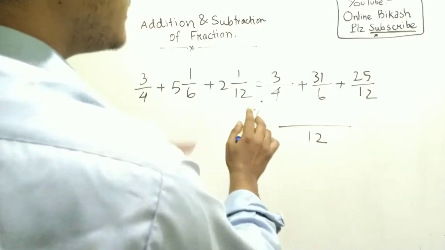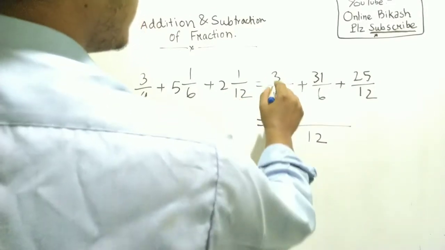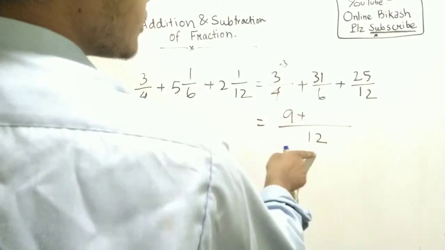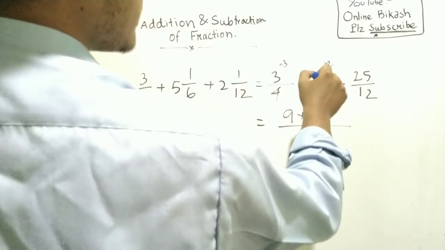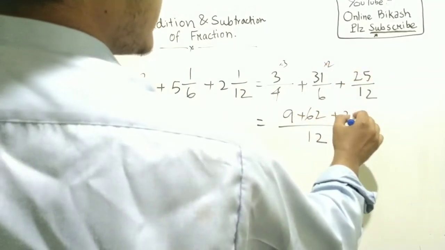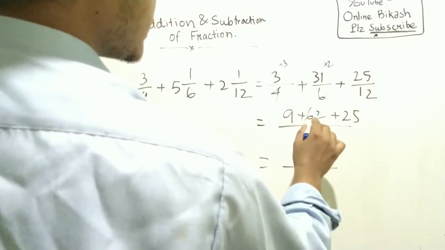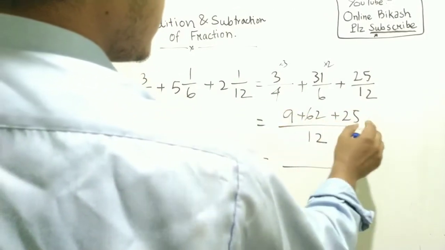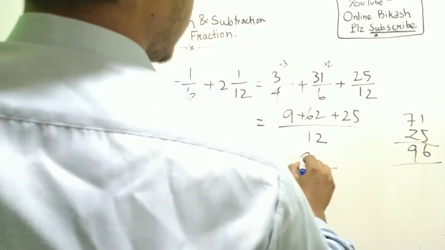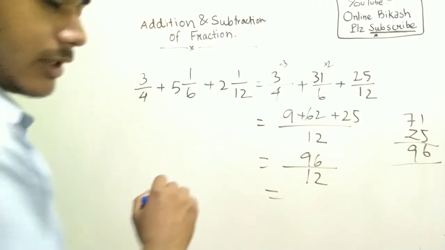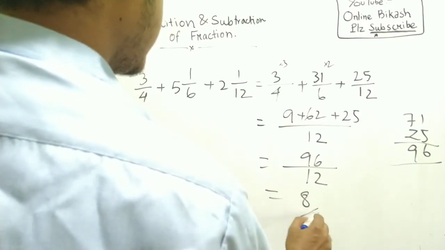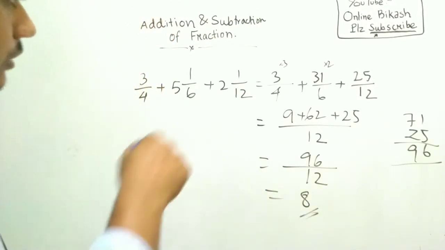Okay. So now you tell me, 4 how many are 12? 4 3s are 12. So that 3 will be multiplied here. 3 3s are 9. 6 how many are 12? 2 6s are 12. So that 2 will be multiplied here. 2 31s are 62. 12 1s are 12, so 1 will be multiplied. That is 25. So 9 plus 62 is 71. 71 plus 25 is 96. So 96 by 12. If you divide 96 by 12, your answer will be 8. 12 8s are 96. So this is the result.